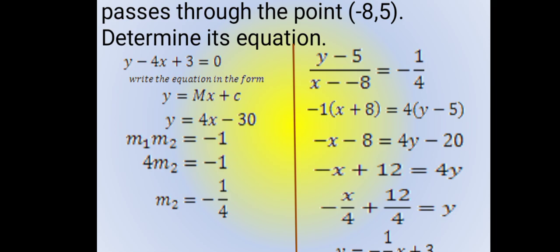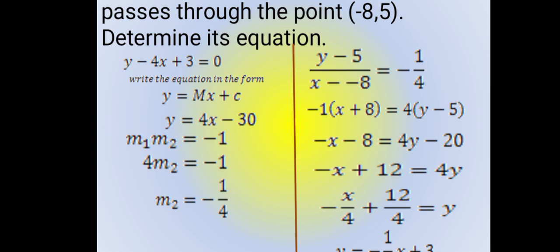Now we are given this line y minus 4x plus 3 is equal to 0. It's important to write this line in the form of y is equal to mx plus c. Writing that line, it becomes y is equal to 4x minus 13.